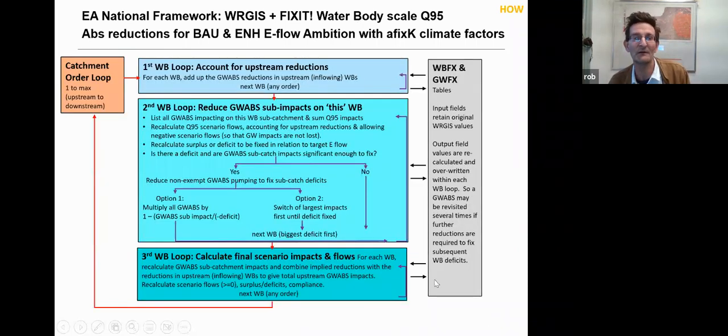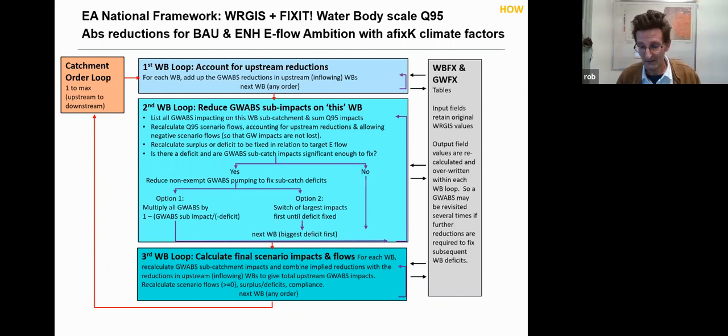It does that, I'm not going to go through this in detail, but it does that working iteratively down the catchment, starting in the headwaters, looking at all of the groundwater abstraction impacts on this particular water body, deciding what the reductions to them are required, making those reductions, and then moving on to the next water body, revisiting the first ones if necessary. And as you move down the catchment, taking account of the benefits from upstream that reductions upstream have made.